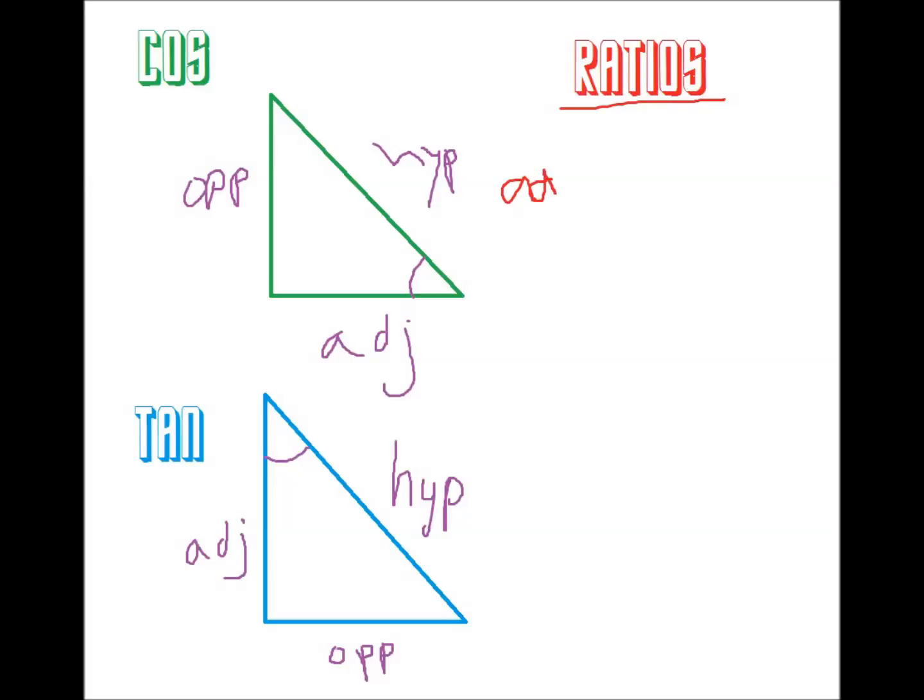Cosine is represented by the ratio of the adjacent divided by the hypotenuse. And the tangent is represented by the ratio of the opposite divided by the adjacent. Using these ratios, solving for the length of sides is a trivial matter.